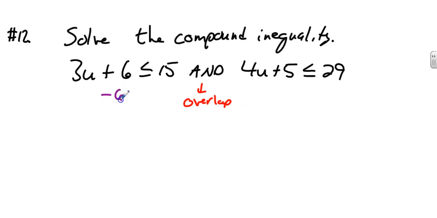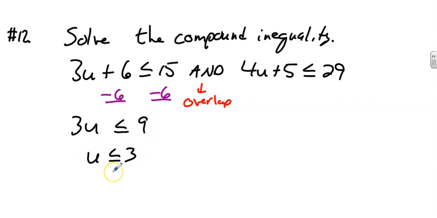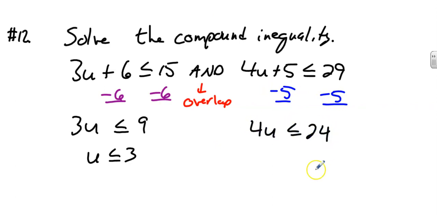So for this one, first thing we'll do is we'll subtract 6. So 3u is less than or equal to 9. Dividing those two, so that's u less than or equal to 3. This equation, we're going to subtract 5. 4u is less than or equal to 24. Dividing both sides by 4, we'll get u is less than or equal to 6.